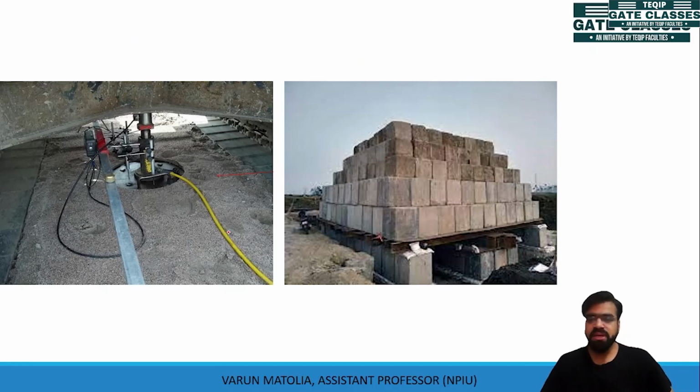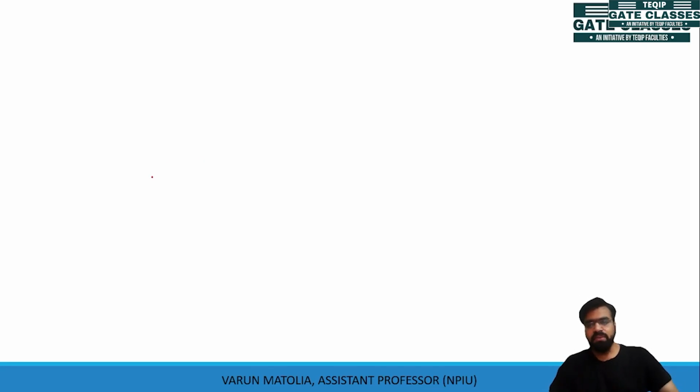So this is the arrangement. This is your plate. You can see there is depression. This is your arrangement of dial gauges which is noting the settlement. These are your loads. So with the help of this arrangement, a graph is made between load and settlement.